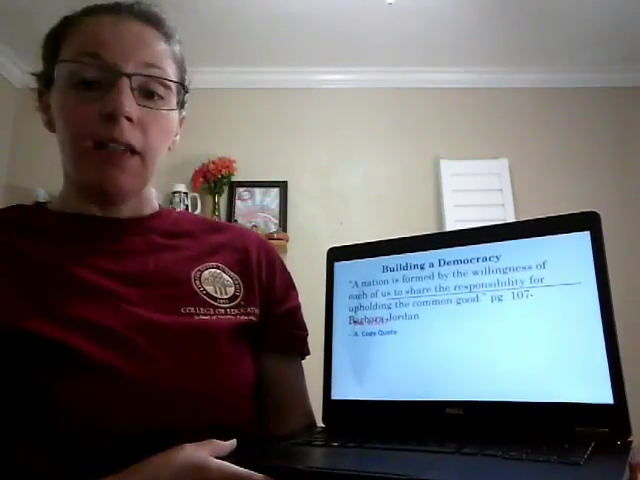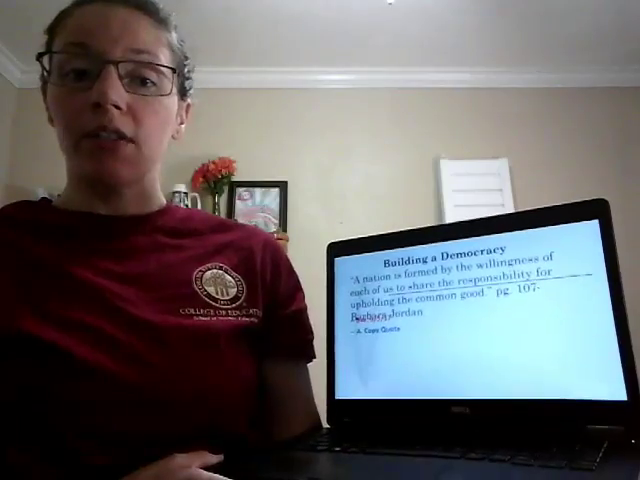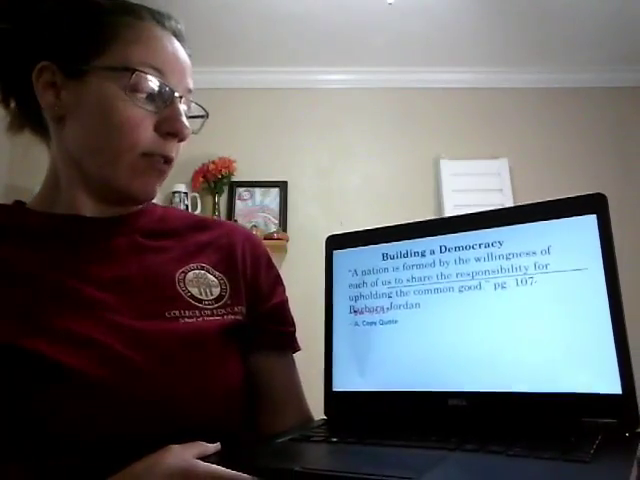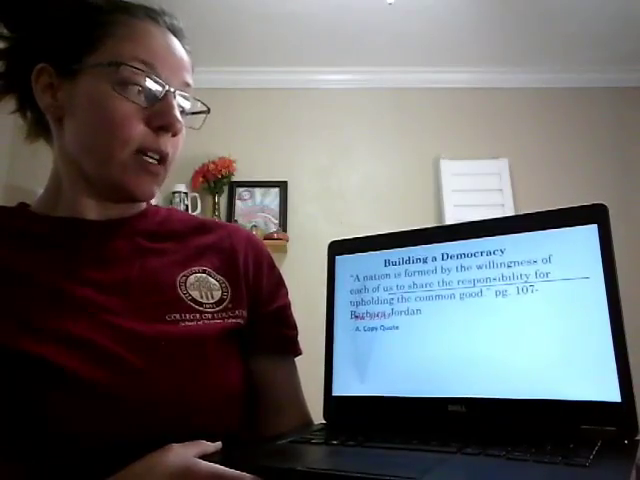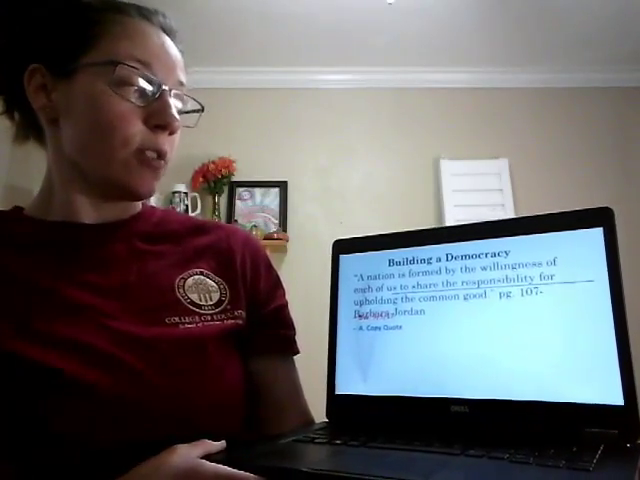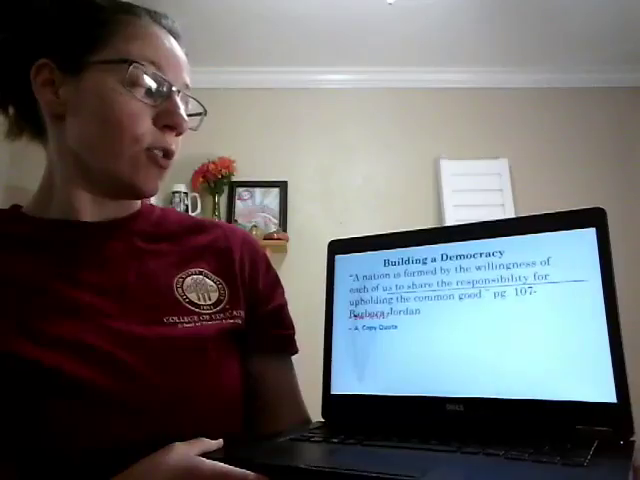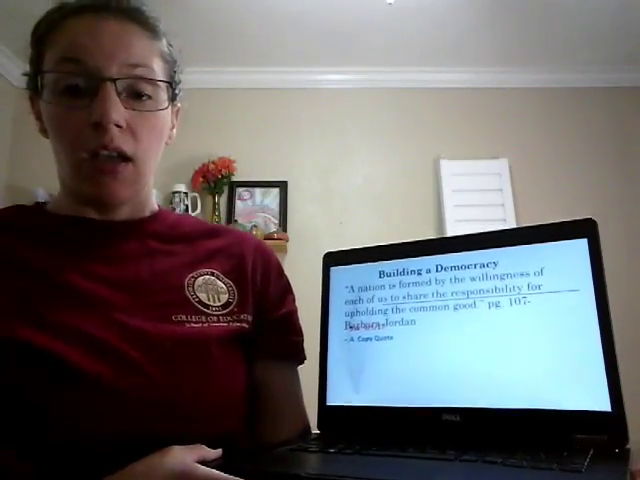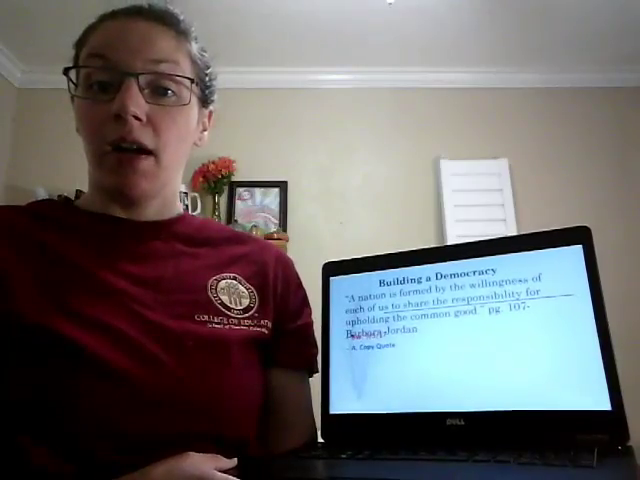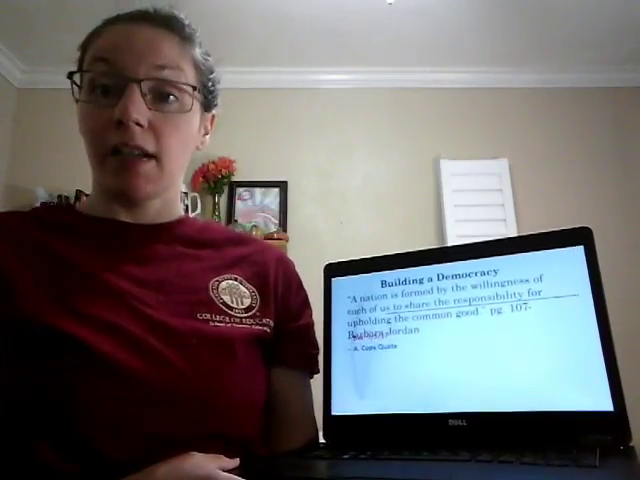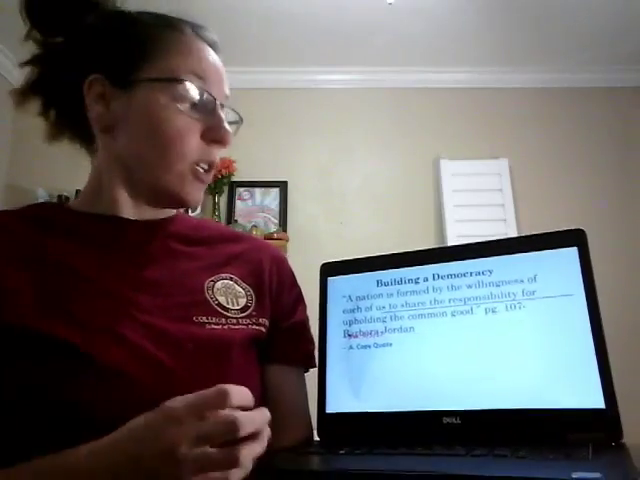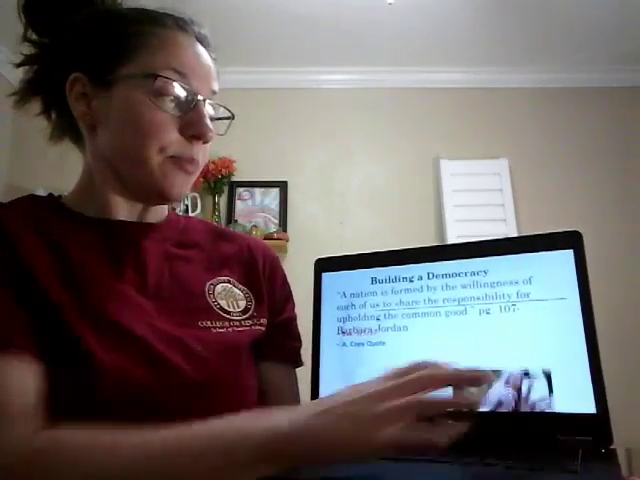Building a democracy is one of my bell work setups that we do at the beginning of a unit, where I give them a quotation that they're expected to write down. This one is: a nation is formed by the willingness of each of us to share the responsibility for upholding the common good. And that's a whole lot to hold on to as a 17-year-old at the beginning of a class period. So after they've copied it, then we go through what each of these sections might mean.